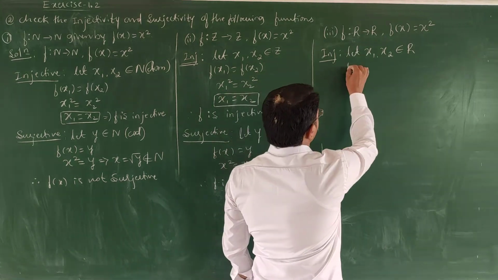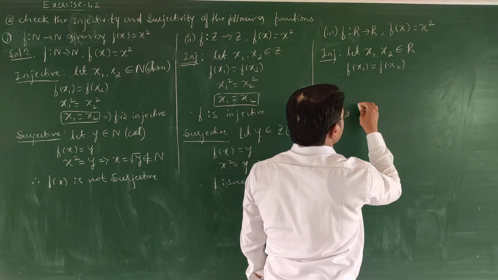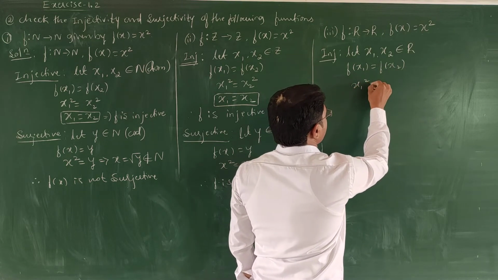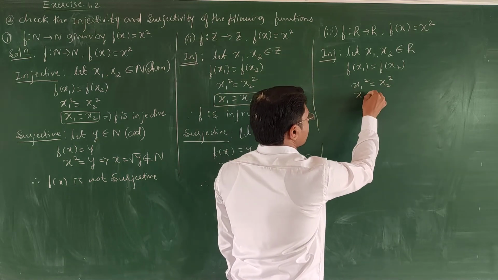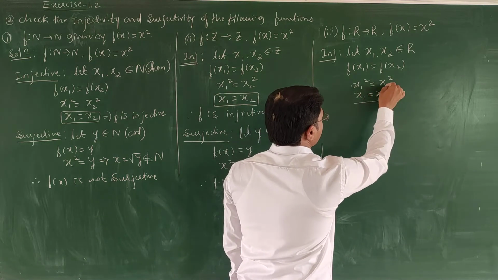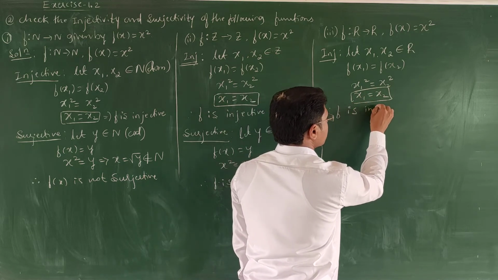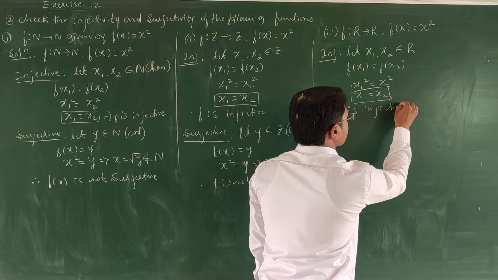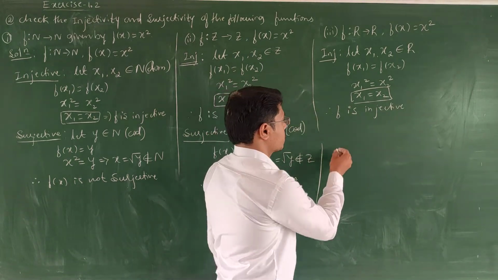Okay, f of x1 equal to f of x2, so x1 square equals x2 square. Cancel the square on both sides and we get x1 equal to x2. Therefore, f is injective. Right? Now check for surjective.